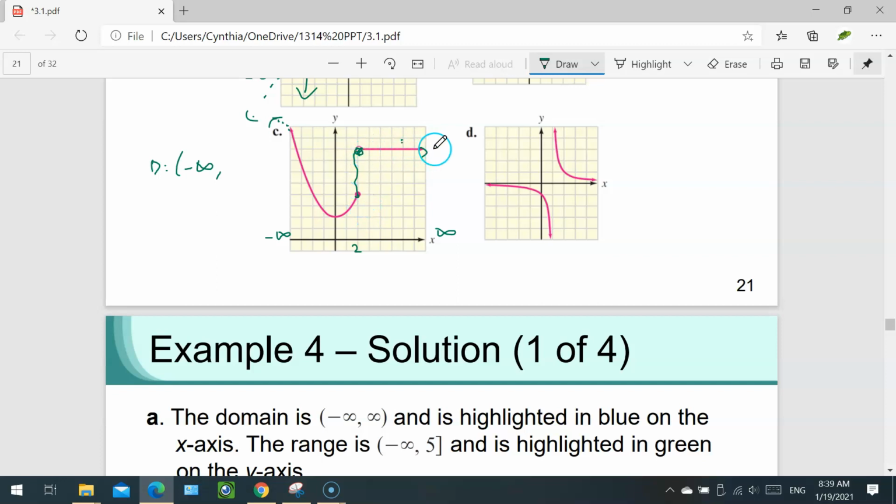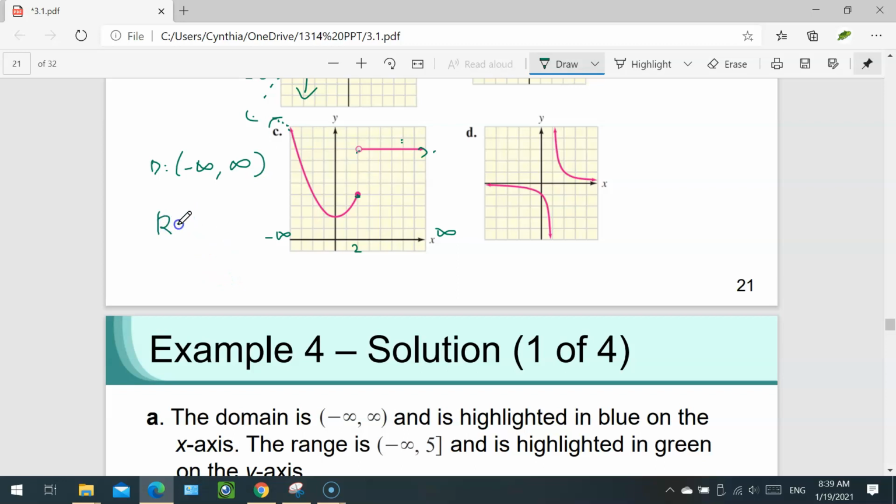So in fact, it replaces it. So the function is continuous. There's no gap, no longer, because the closed dot replaced this open circle. If both of the endpoints here were open circles, then this would be a gap. But this is not the case because this closed dot replaced the open circle. So the domain of this graph will be negative infinity, comma, positive infinity.